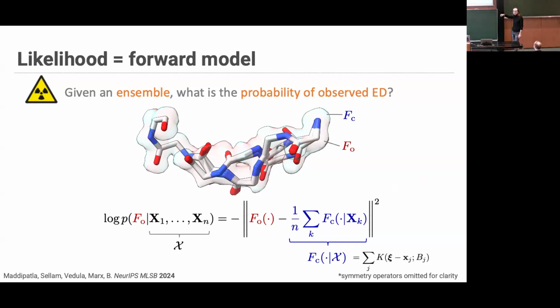Remember, with those little kernels, 5 Gaussians that deposit density in space. So I need all the members of the ensemble to calculate this. It's an ensemble average. And then I need to compare it to the experimental observation. Therefore, I cannot split this term with respect to the ensemble member.